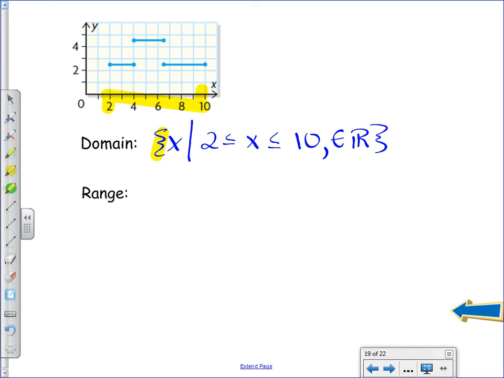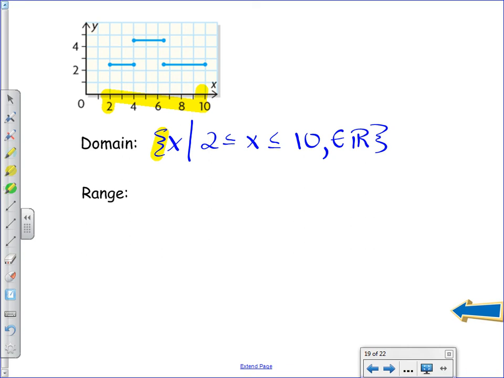There's a reason why I'm doing it like this. Okay, so again, this is saying the set of x such that x must be greater than or equal to 2, less than or equal to 10, and is an element of all real numbers. So it means it's including all of these decimals in between 2 and 10.